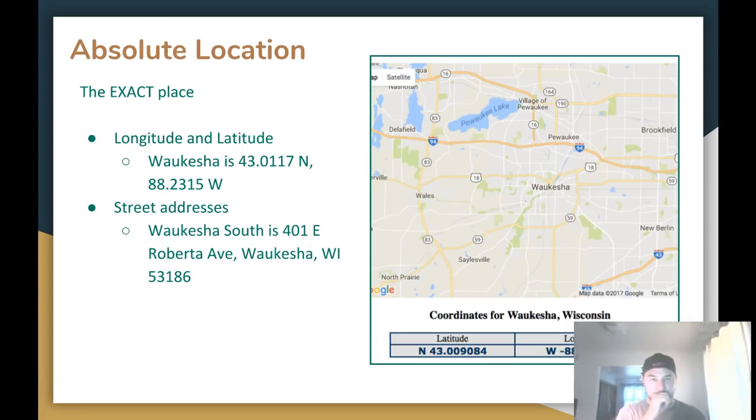Absolute location. This is going to be a math location. Remember, longitude, latitude is going to be your absolute location. Another example of an absolute location is going to be your address. Whatever your street address is, that's an absolute location. Nobody else has that location. Nobody else is going to be at the longitude, latitude you are at. If you give someone that, they're absolutely going to find you.